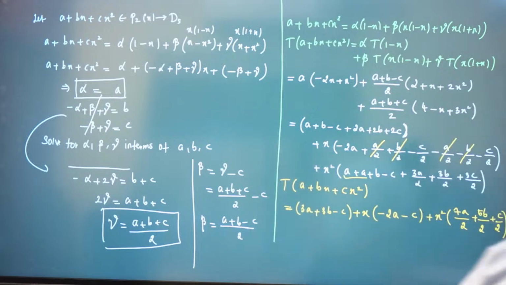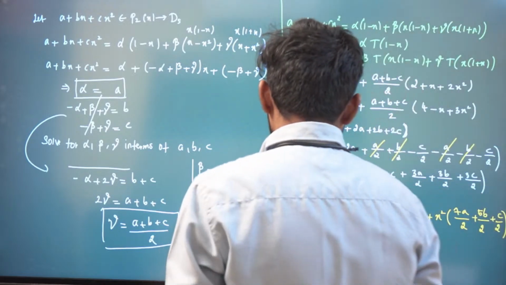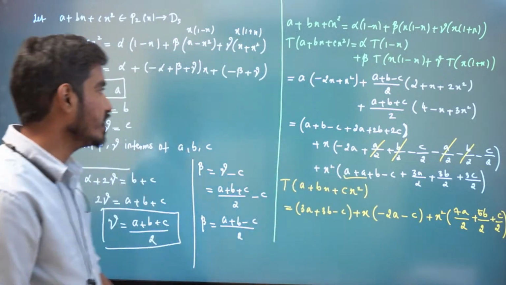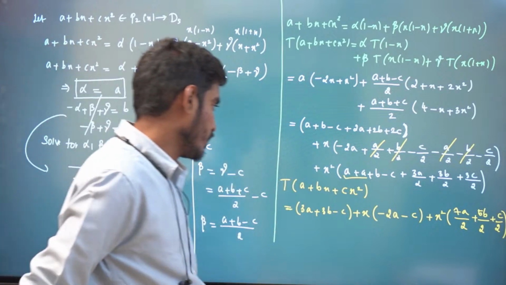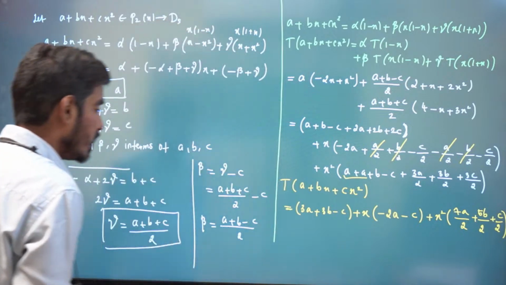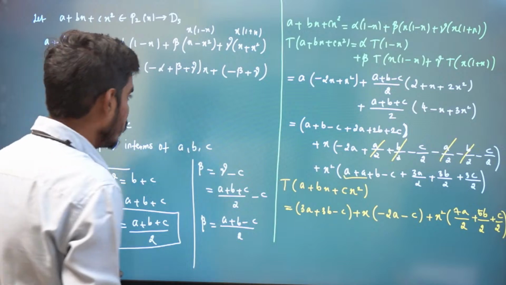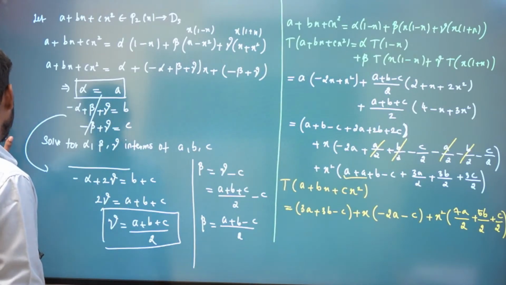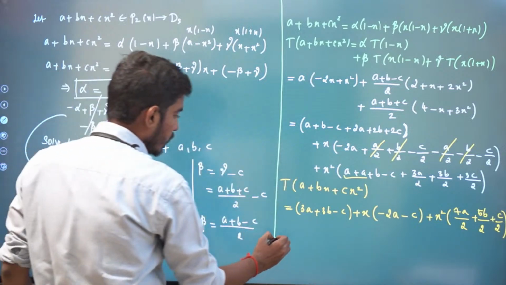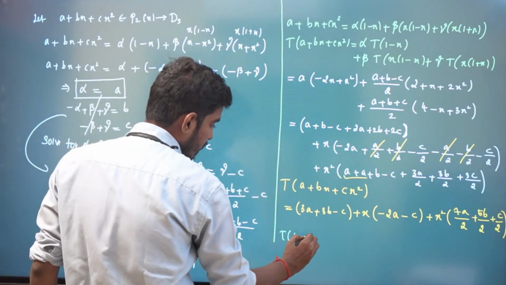This is the linear map, right? Quite a lengthy problem, but a very good problem. Can we check whether it is correct or not? Can we find where T of 1 minus x maps for this map?